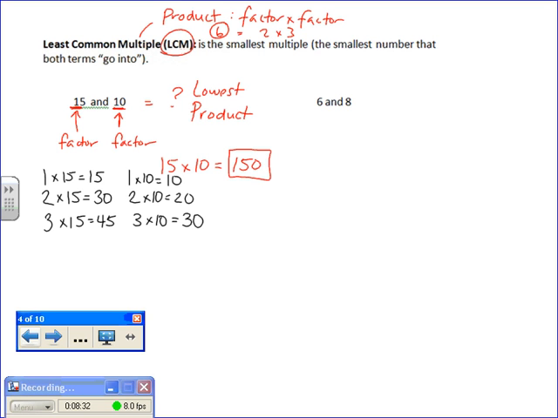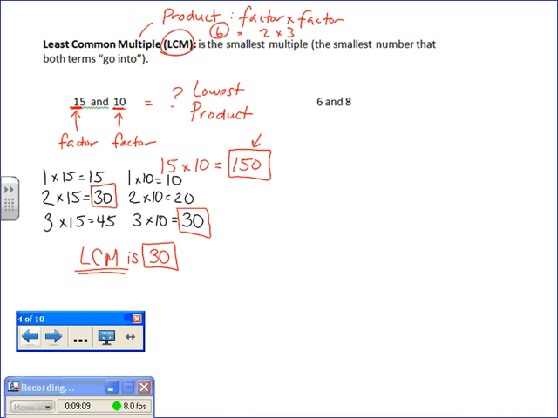Now I do see a common multiple. 3 times 10 gives me 30, and 2 times 15 also gives me 30. So there is a product that both 15 and 10 share as factors. So 30 and 30, that is my lowest common multiple. The LCM is 30, because both 10 and 15 will go into 30, and that is the lowest number that they will both go into. 150 is also a common multiple, but it's too big. It's not the lowest one.